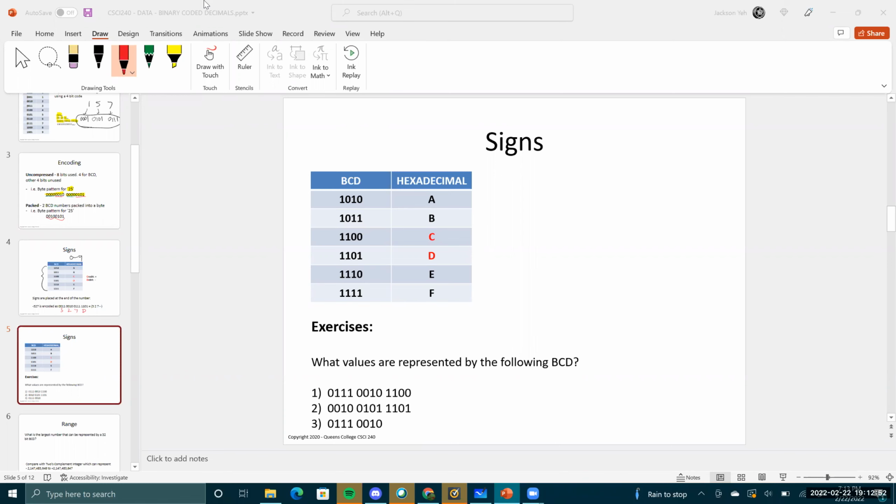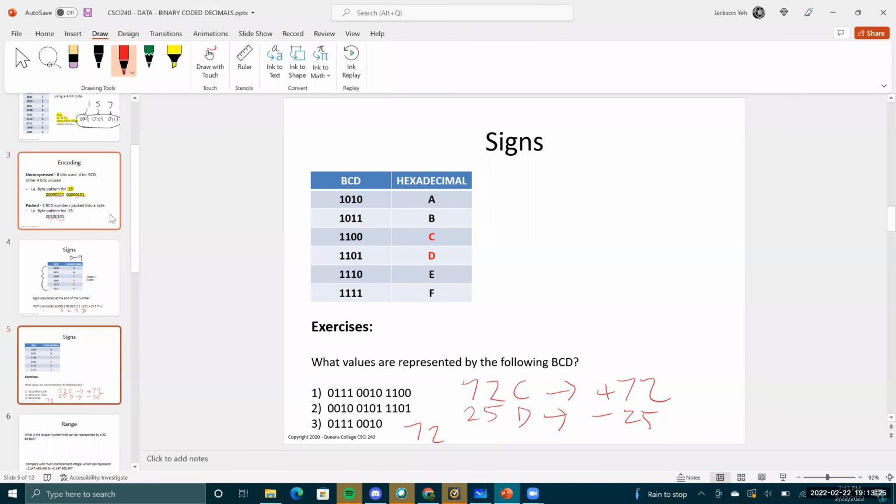Okay, so let's do the first one. The first is 7, 2, and 1100 is C. So this is positive 72. The next number is 2, and 0101 is 5, and 1101 is D. So this is negative 25. And the last number is 72. There's no sign involved because there's no C or D at the end. Okay, so those are your three numbers. All right, let's take a look at the next thing.